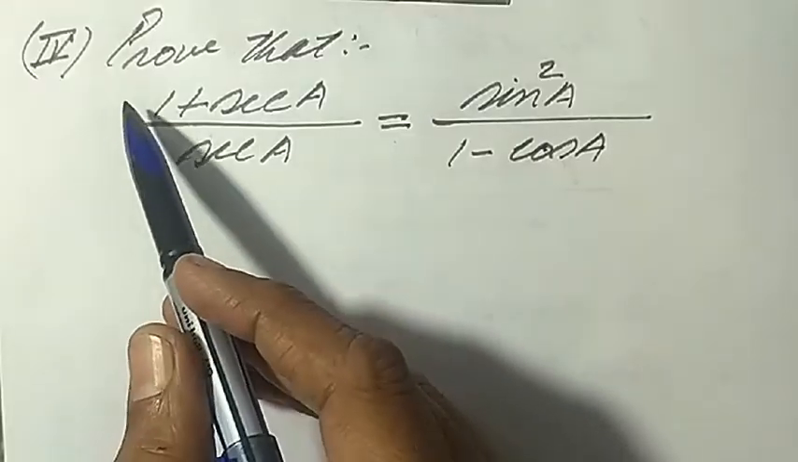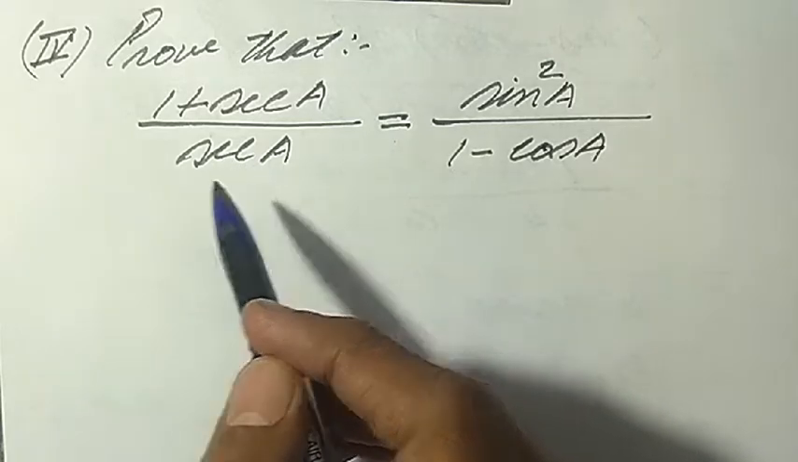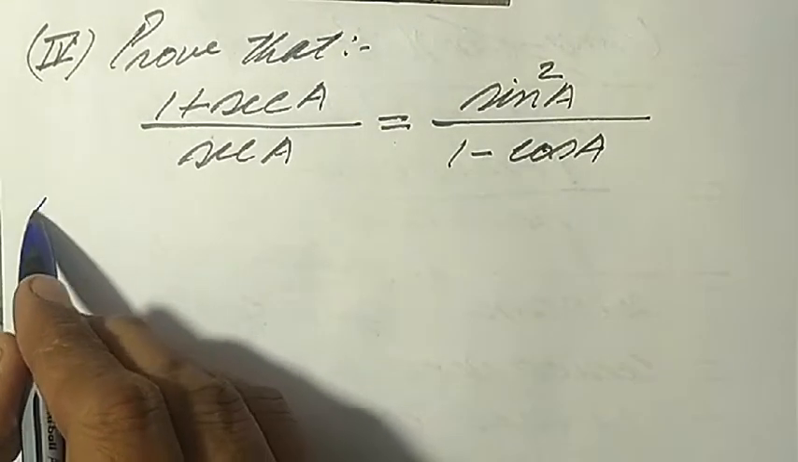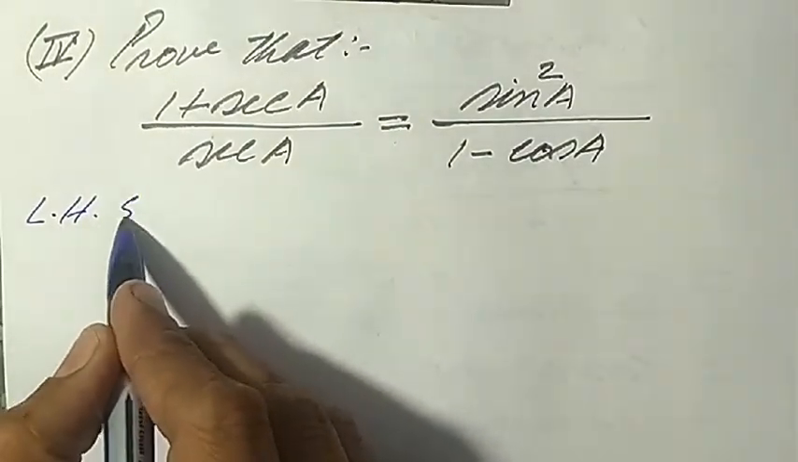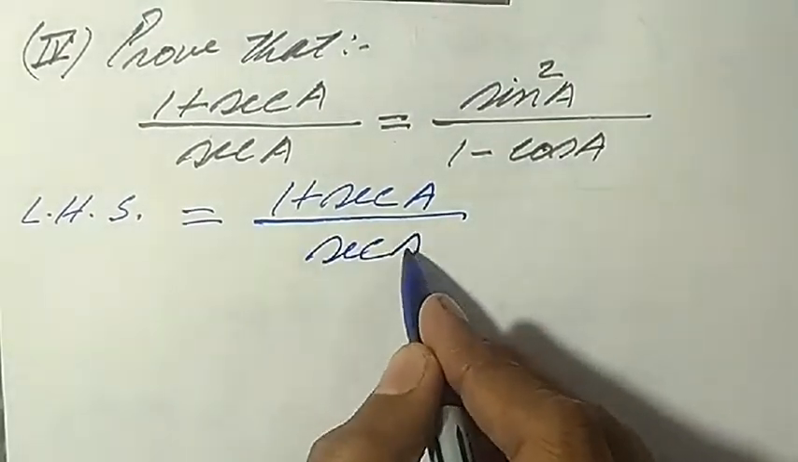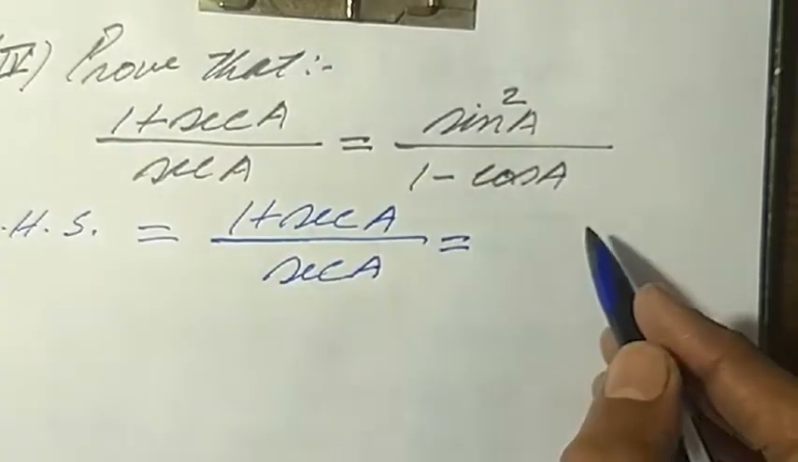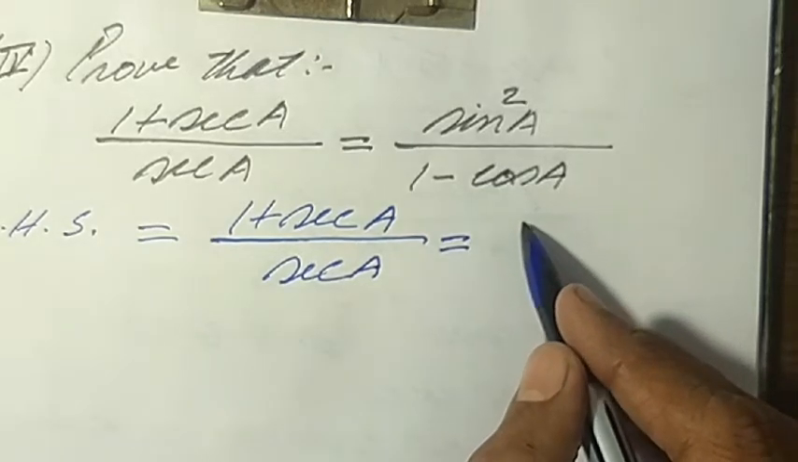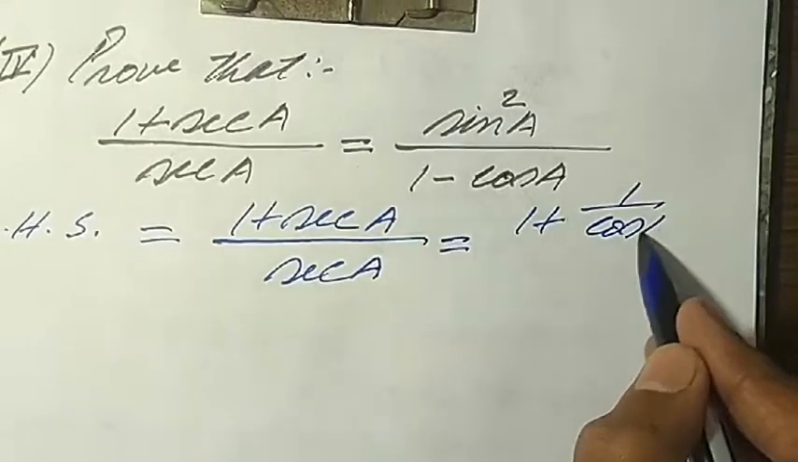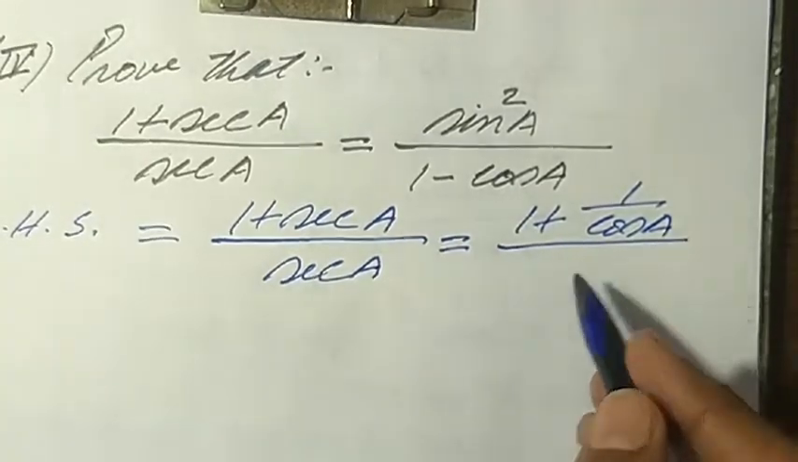Now the fourth sum is to prove that 1 plus sec A upon sec A is equal to sine square A upon 1 minus cos A. So let us take the left hand side. Now write sec A in terms of cos. If we write sec A in terms of cos, it will be 1 upon cos A, because cos is the reciprocal of sec and vice versa.